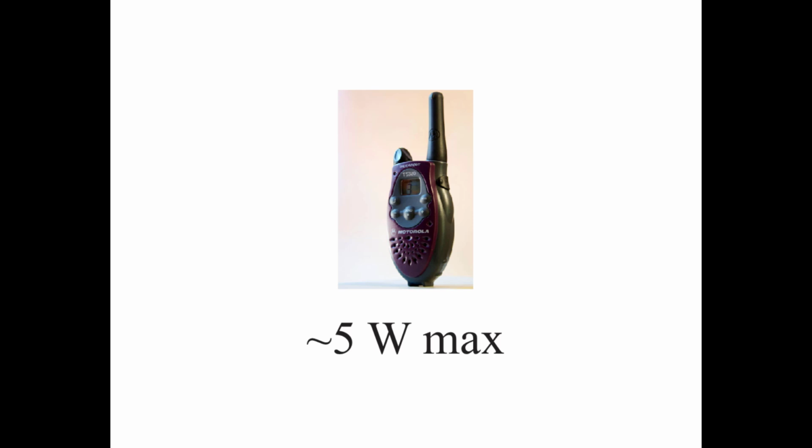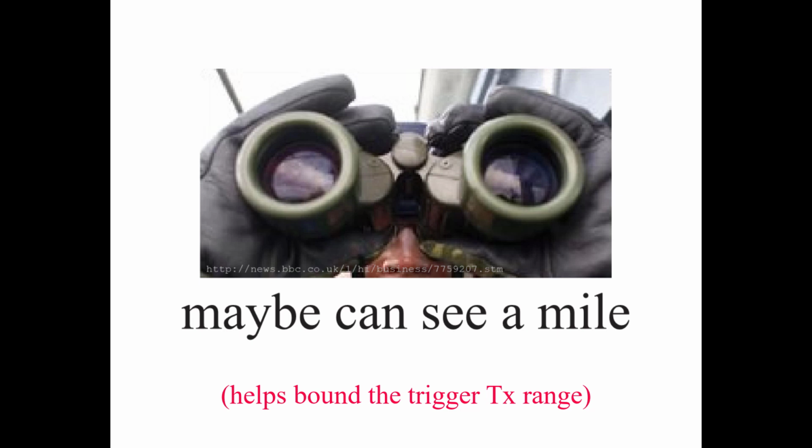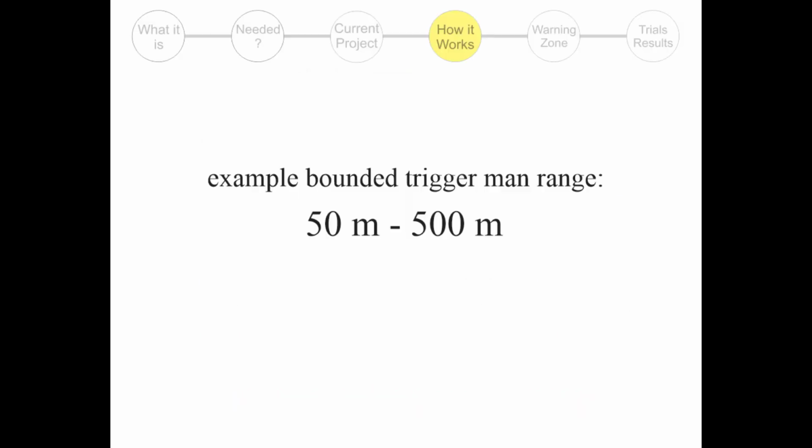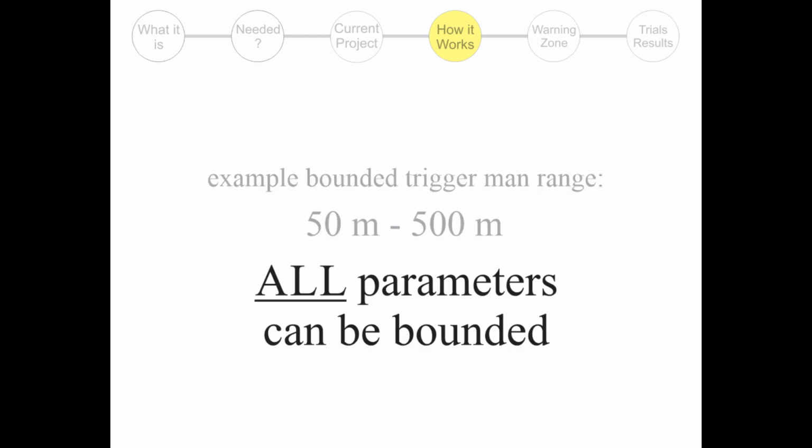So we also know that the transmitter has to be, let's say, 5 watts max. And maybe the trigger person can see maybe a mile. So we could say, for example, that the triggerman can't operate farther than he can see, because he's got to see when to click the go button when the victims are near the bomb. Maybe the triggerman can be anywhere from 50 to 500 meters. And in fact, with similar logic, all the parameters we need to do the calculation can be bounded.